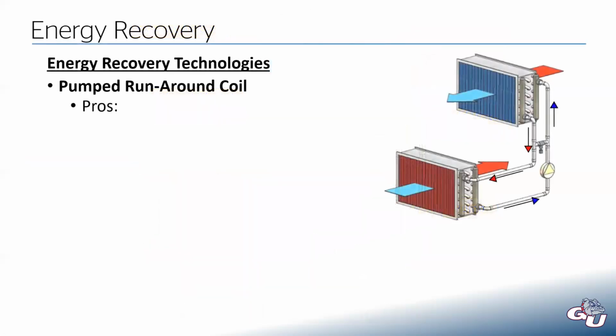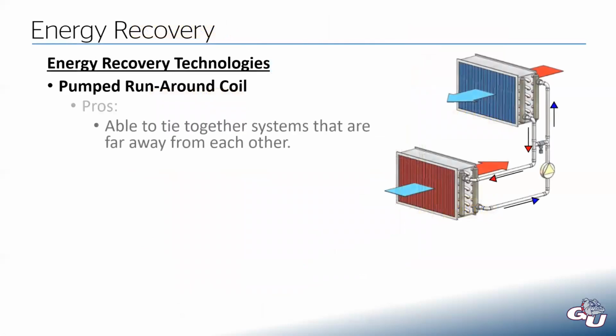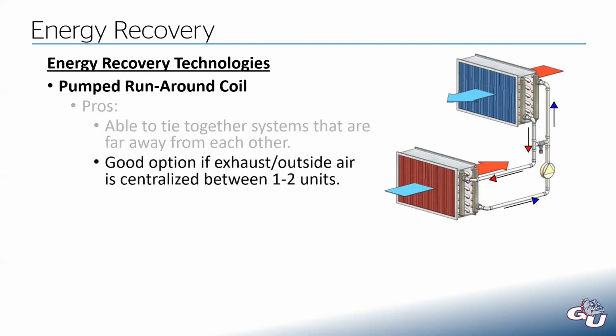The pros of this type of system is primarily you're able to tie together systems that aren't even close to each other. So you could have your outside air ductwork in one location, and maybe your exhaust air is 100 feet away. Well, you can run 100 feet of pipe and still connect those systems and recover that energy. It's usually a good option if your exhaust and outside air is centralized between 1 or 2 units.